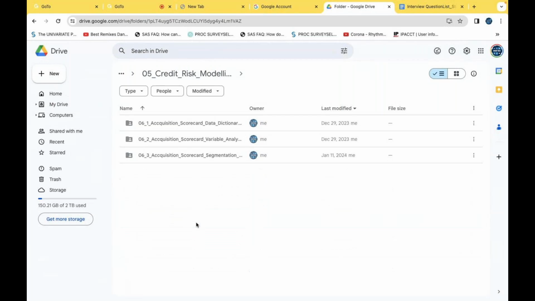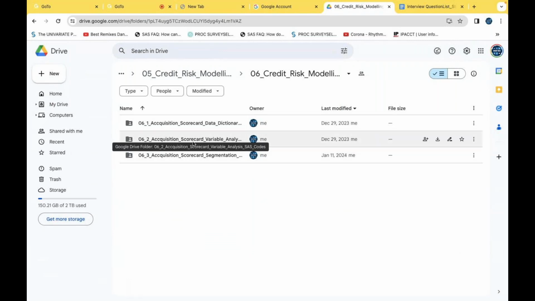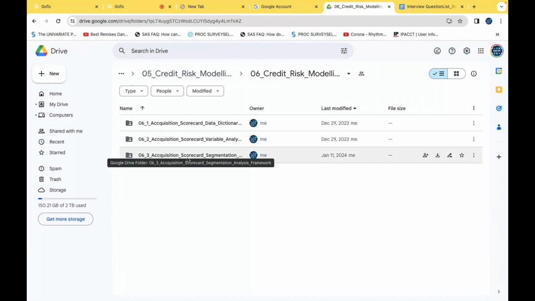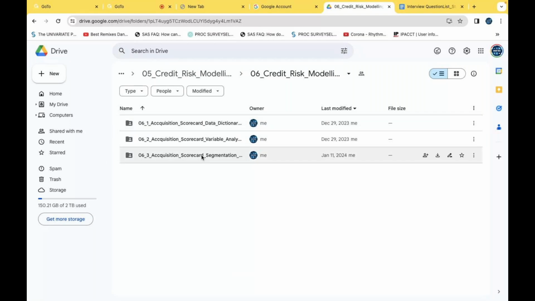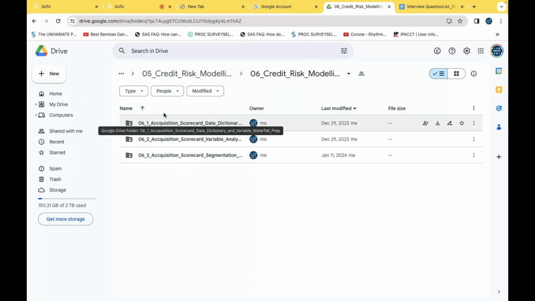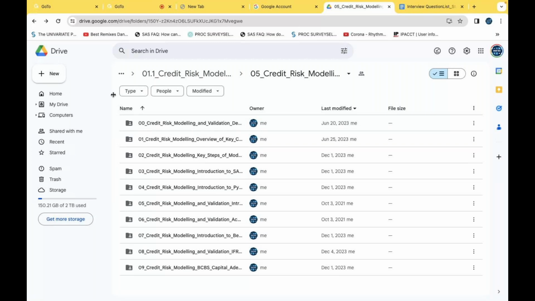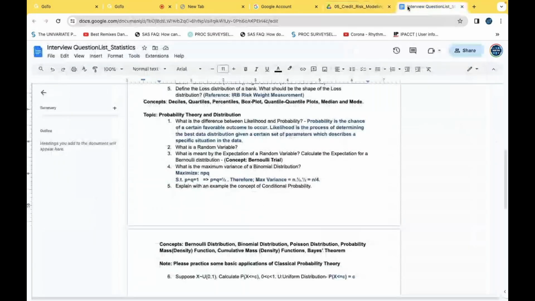I had updated the acquisition scorecard segmentation with the new videos, all right? All the SAS code descriptions done till date are over here. The scorecard segmentation analysis framework is discussed here, and the data preparation and data dictionary steps are discussed here. So all the 3 steps that we have discussed till now are over here, and that will be gradually updated, right?